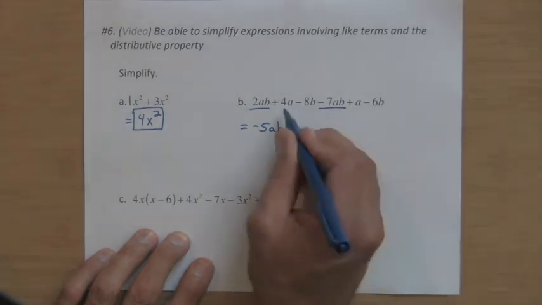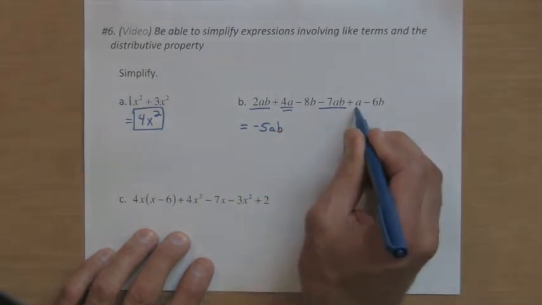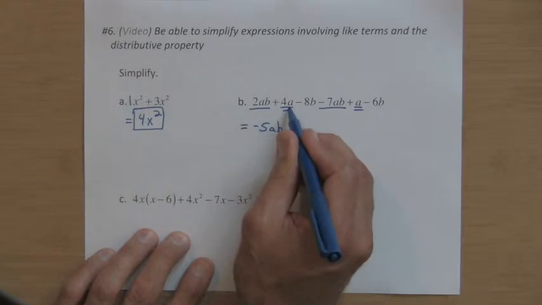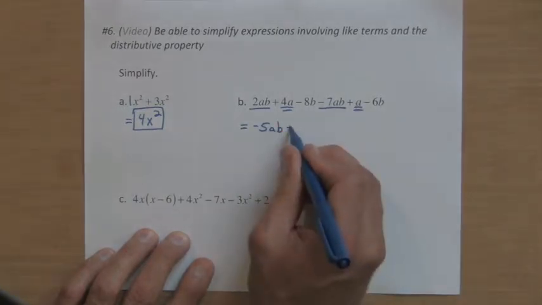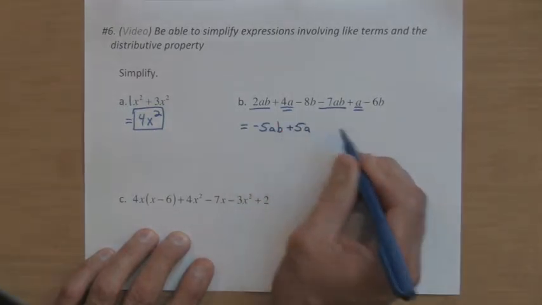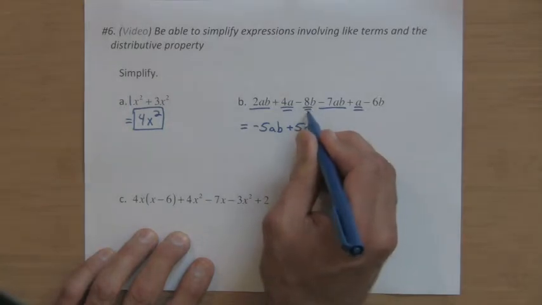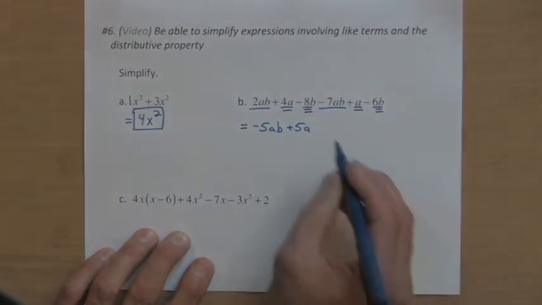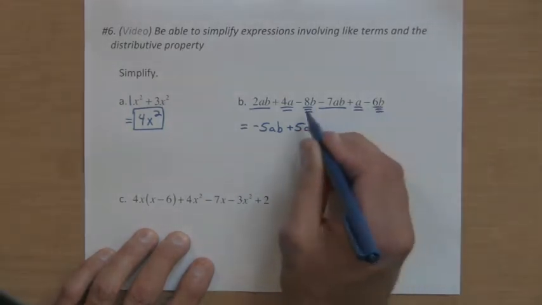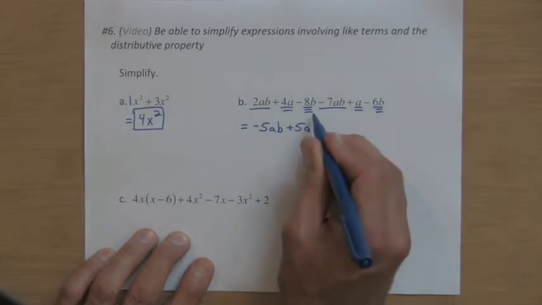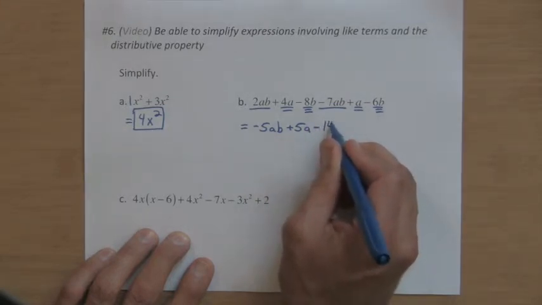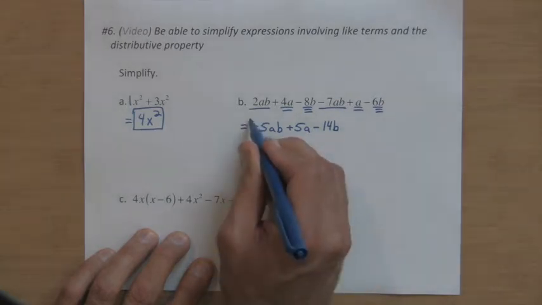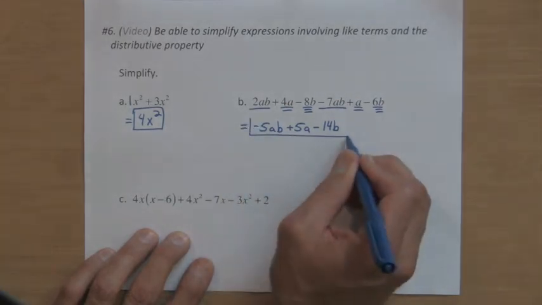I have A terms. I'll put 2 lines here and 2 lines there. Those two go together. 4 A's plus 1 more makes 5A, so that's plus 5A. And then we have B terms. I'll put 3 lines under those because they go together. Minus 8B and minus 6B, they're both minus, so that's going to be minus 14B. And that's the simplest form of that expression.